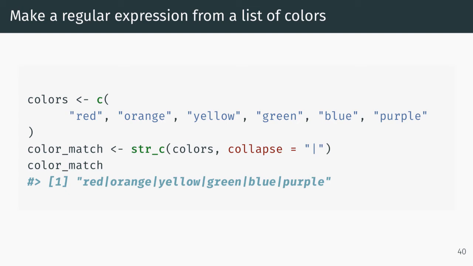So let's make a regular expression from a list of colors. So here's a list of colors, and it's in this vector, colors. Then we use str_c, and if you recall, the behavior with the vector is a little bit different. So we're going to collapse it and use this as the separator character. So the result is color match now looks like this. And we could have created color match like this previously.